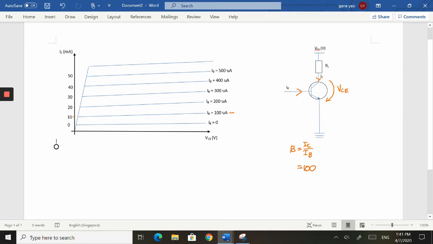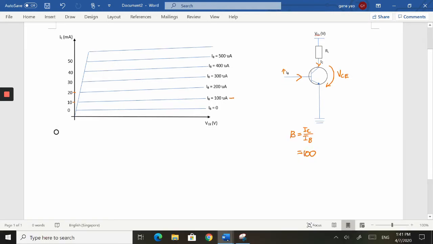Likewise, if I increase my IB to 200, my IC coming down will be 20, and so on and so forth. Depending on what base current value you use, you will have a corresponding collector current flowing down here. That's how you read why I have so many lines. I'm putting in many different scenarios. For each IB value you use, you have the corresponding IC value flowing down.